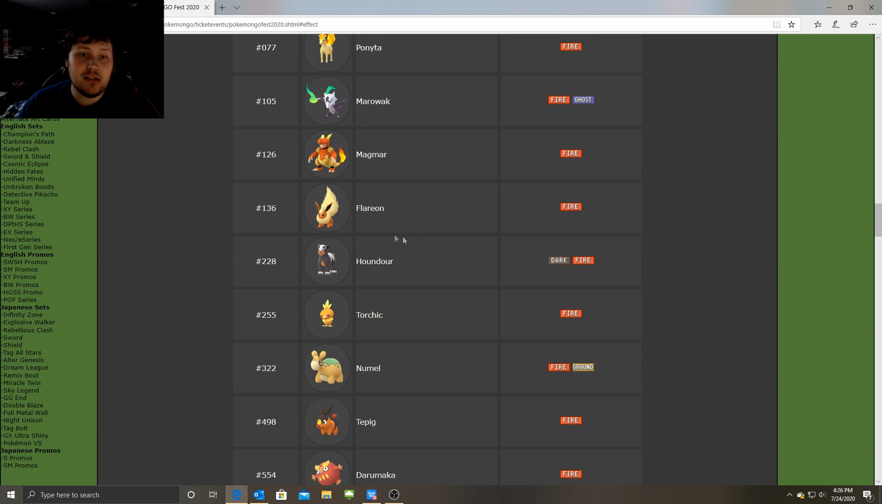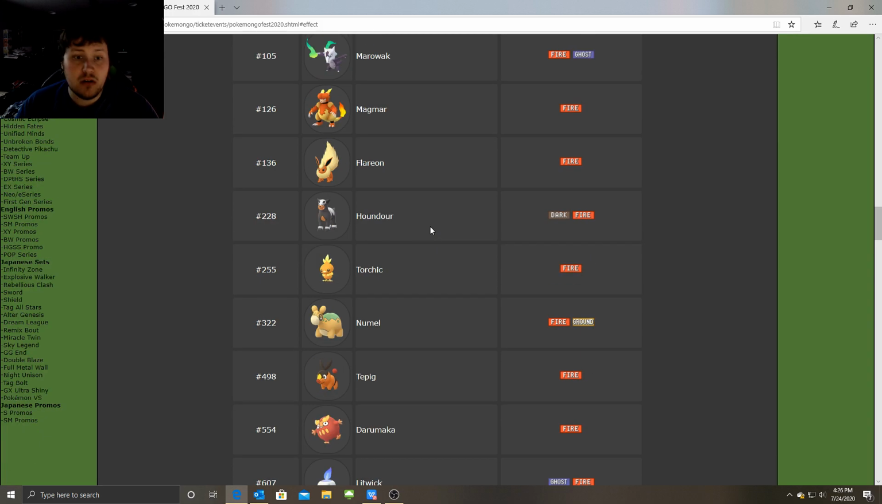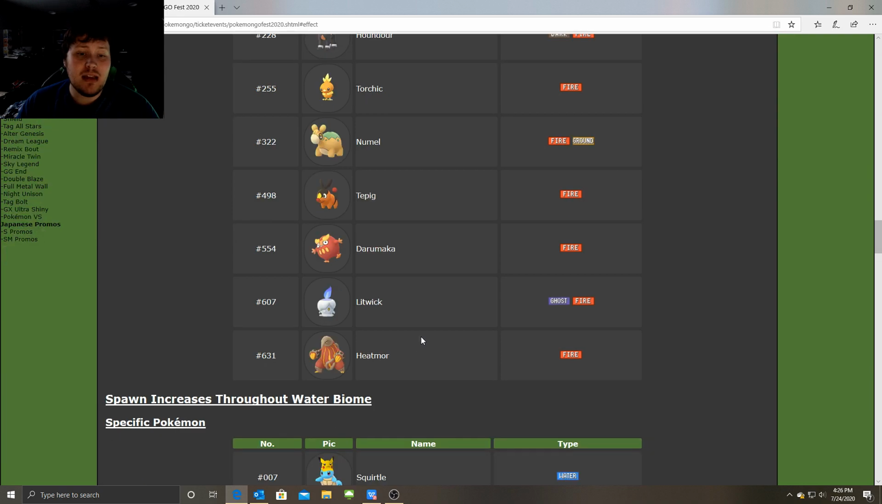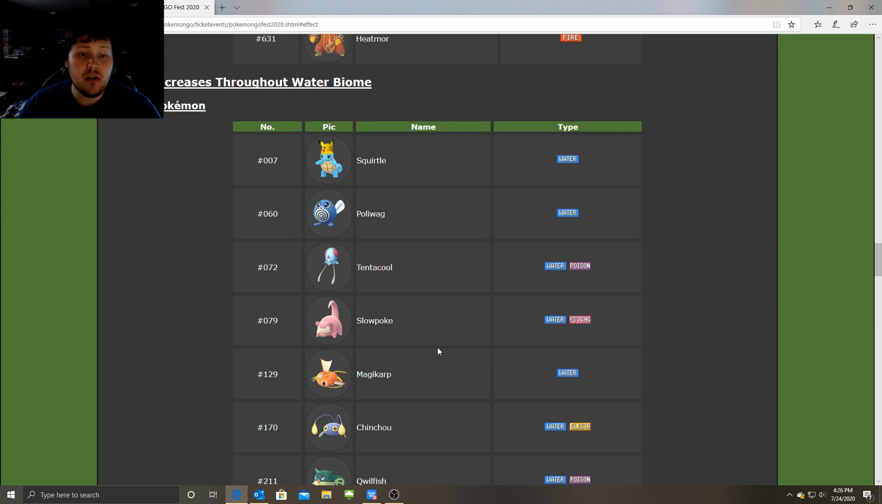Magmar does still have a chance to be shiny. Flareon is great for Stardust gains. And Houndour can be shiny. Torchic, of course, we know. Darumaka is a good time to farm a Darumaka if you don't have a good one. Litwick, same thing. And Heatmore has been confirmed to be shiny. That's fantastic. Moving on to the water biome.